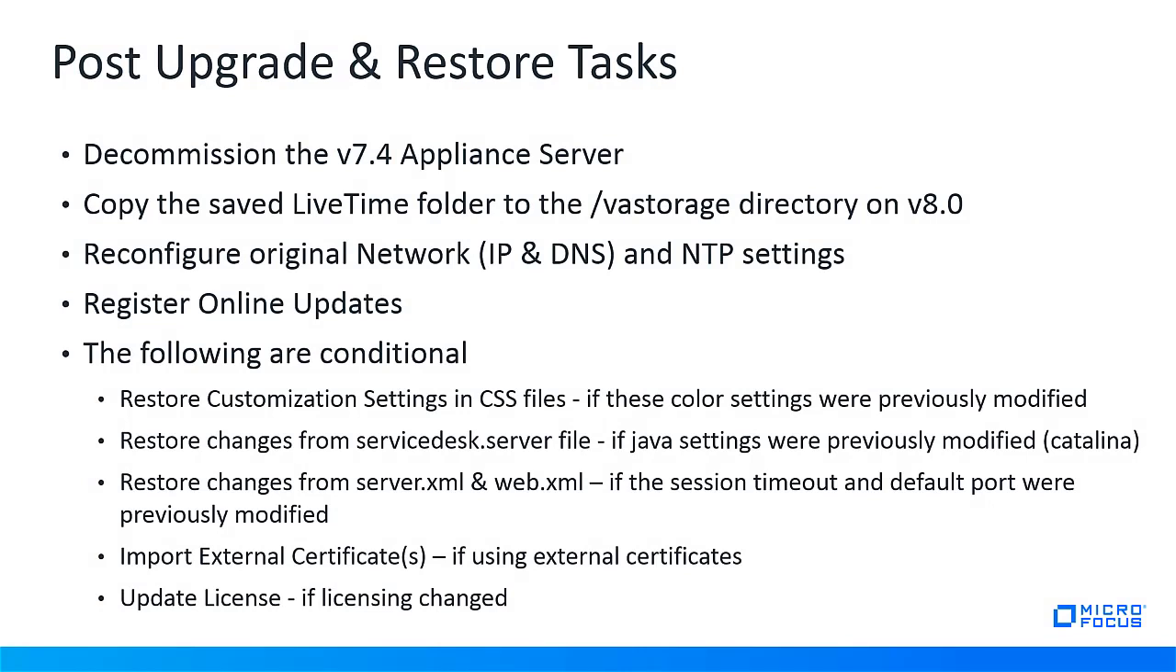Afterwards, you would decommission the version 7.4 appliance server. You'd copy the saved lifetime folder to the VA storage directory on version 8.0. Reconfigure the original network IP, DNS and NTP settings, register the online updates channel, and then some conditional settings.